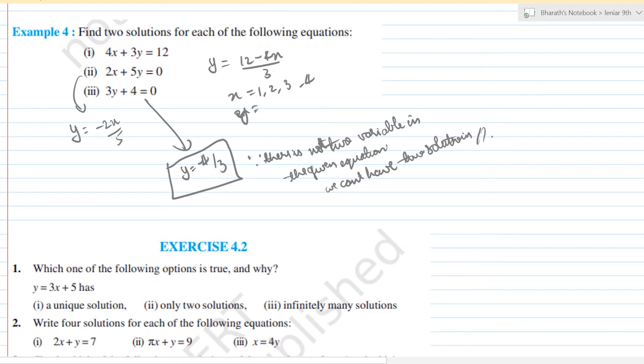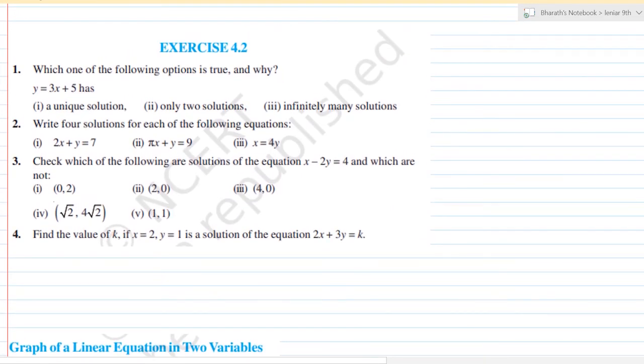Okay, that's it. Now let's go for exercise 4.2. Which of the following options is true? Simple, infinitely many solutions. In the same way, you have to make this y, it's already y is equal to 3x plus 5. Put any value for x, like 1, 2, 3, 4, and you will keep getting solutions for y. So infinitely many solutions. Understood? That's all. Just write infinitely many solutions, since if you put values for x, you will keep getting values for y. Same thing here: y is equal to 7 minus 2x.